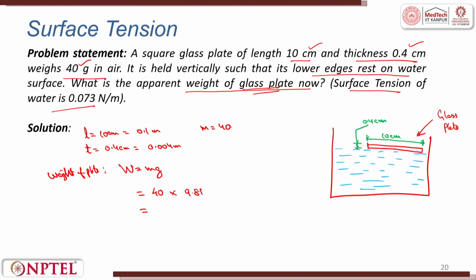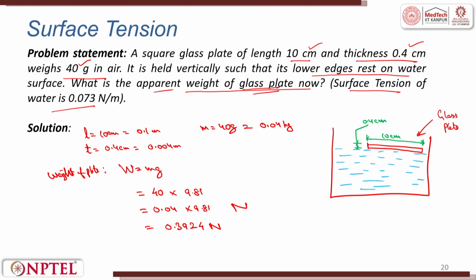m is equal to 40 gram, which is equal to 0.04 kg, because I need to talk about SI units. So this 40 grams into 9.81, or I will better put it as 0.04 into 9.81. This is in newtons. This is 0.3924 newtons of weight. Now they are asking about apparent weight.